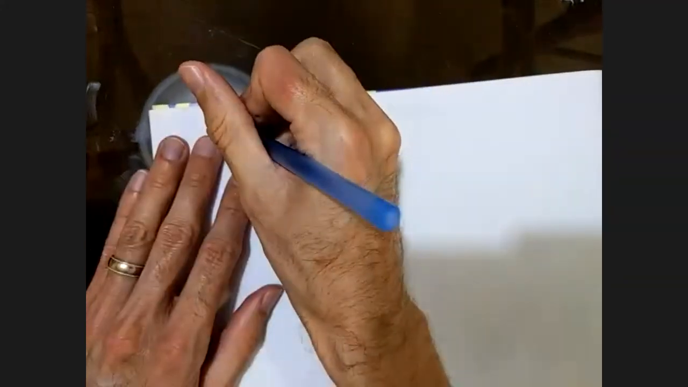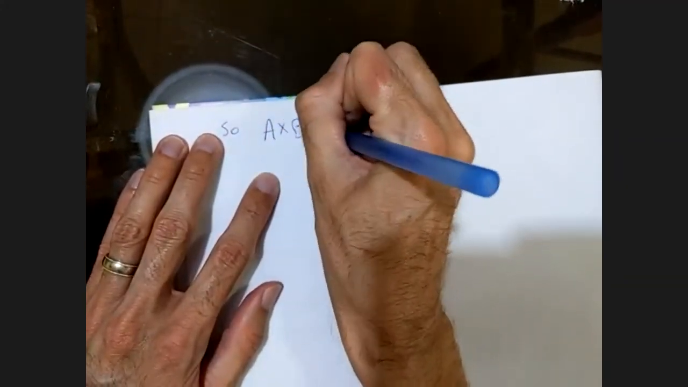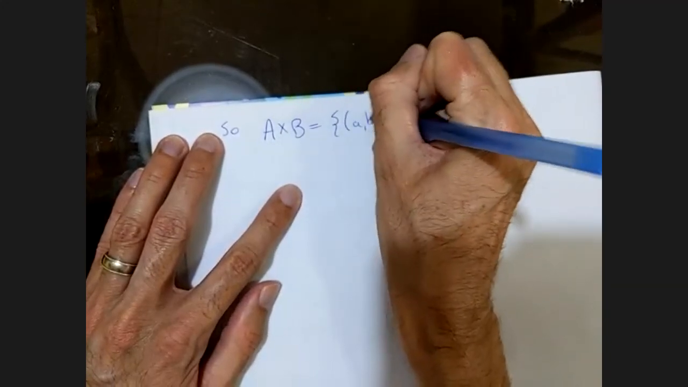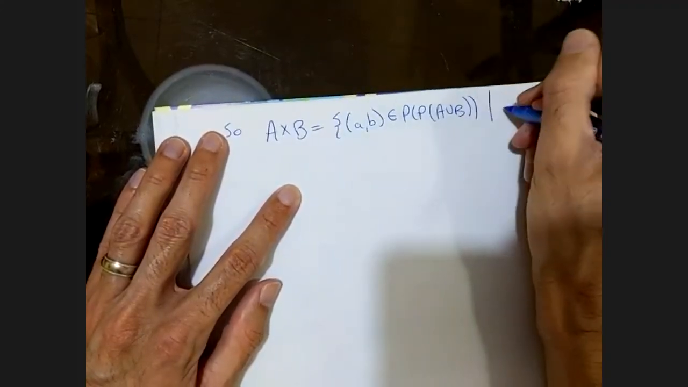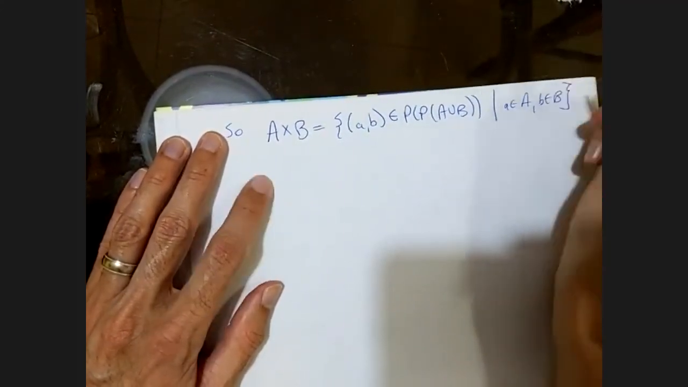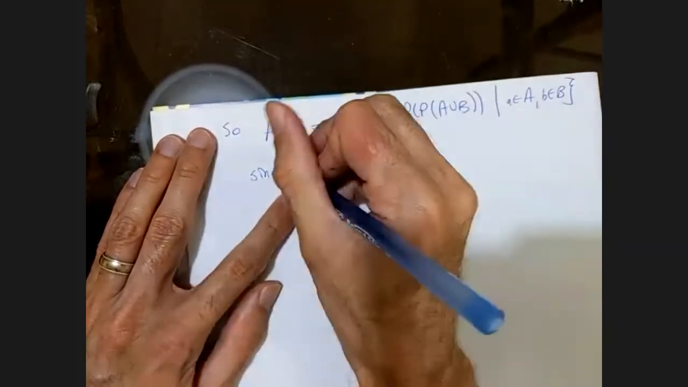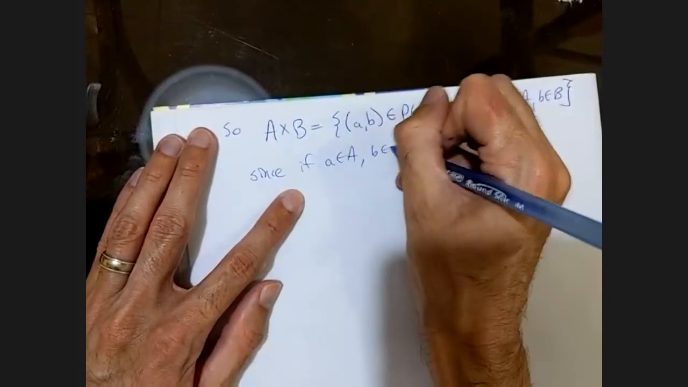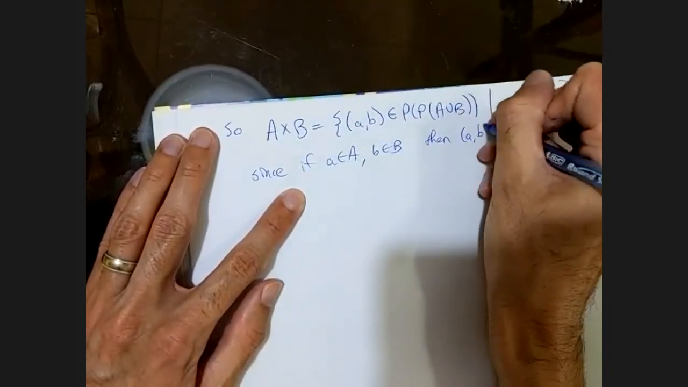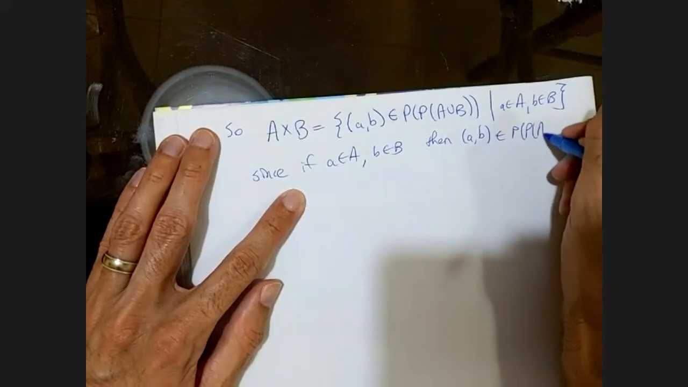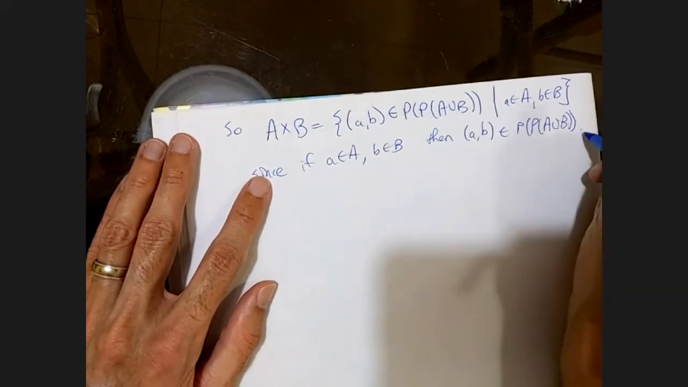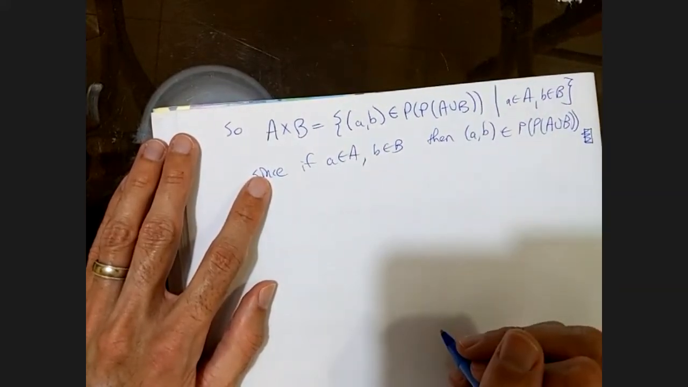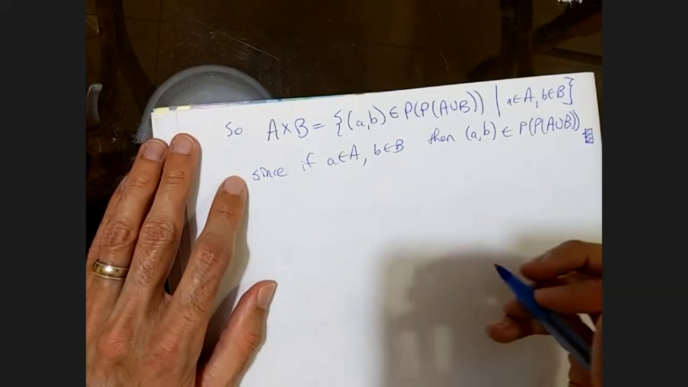So that means we can construct the Cartesian product. A cross B is those elements A comma B in the power set of the power set of A union B such that A is in A and B is in B, since if A is in A and B is in B, then the ordered pair is in the power set of the power set of A union B. And that's the end of that. So we've shown that the Cartesian product is a set, and then we get those other sets kind of for free.